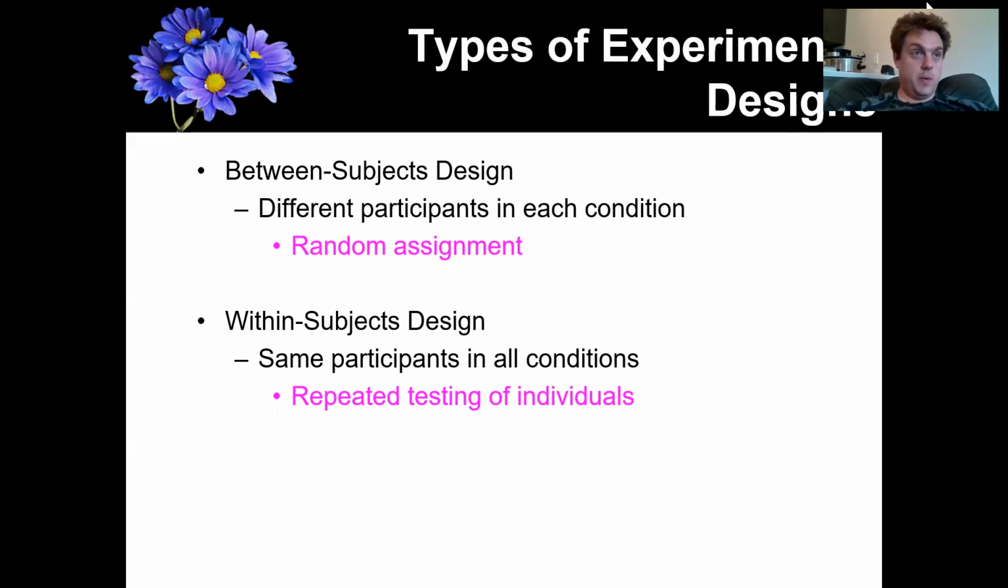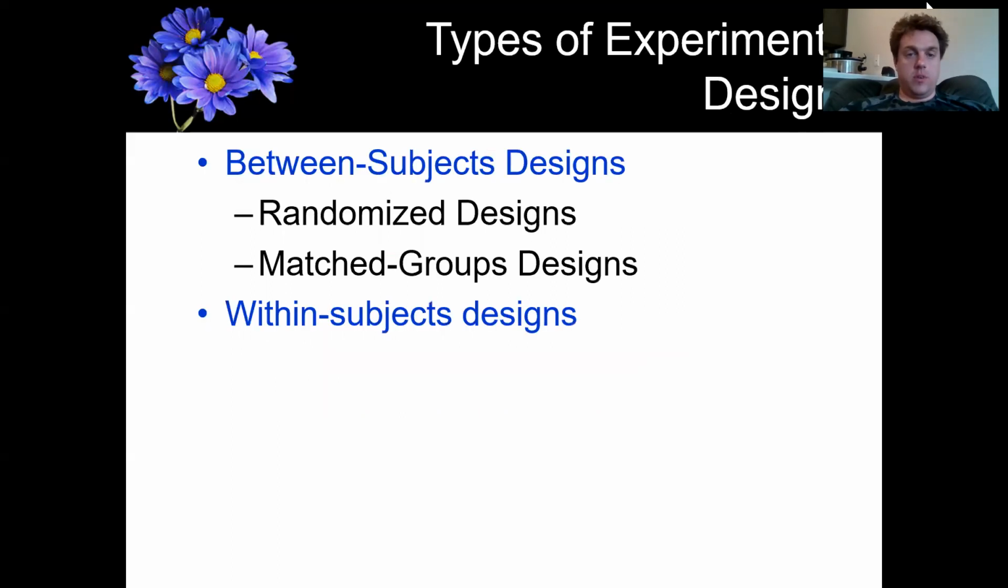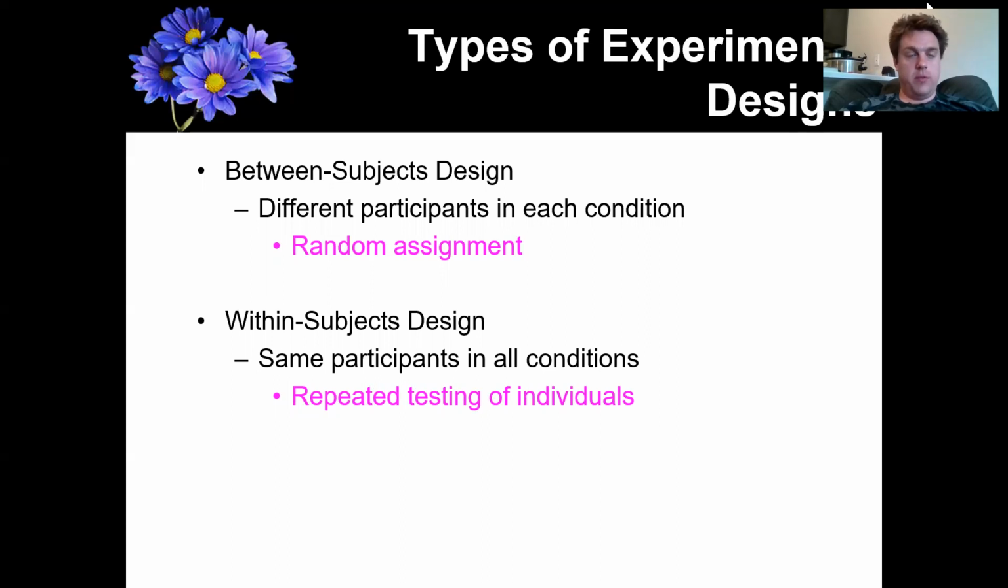By the way, I don't know why we can't agree on terminology here. Psychology is a field, but within subjects design will sometimes be referred to as a repeated measures design. They're the same thing because you're measuring people repeatedly in multiple conditions. And as we're going to see as we go into these more, they each have their pros and cons, and as always, it depends on your research question and the nature of your experiment.